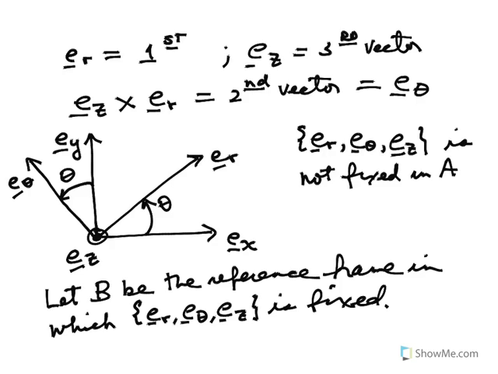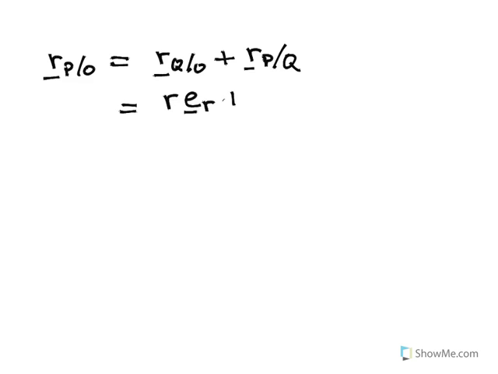So given that, let's look at the position of P relative to O expressed in the basis ER, E theta, EZ. The position of P relative to O is equal to the position of Q relative to O plus the position of P relative to Q. The position of Q relative to O is equal to R times ER, and the position of P relative to Q is equal to Z EZ. So the position of P relative to O is equal to R ER plus Z EZ.